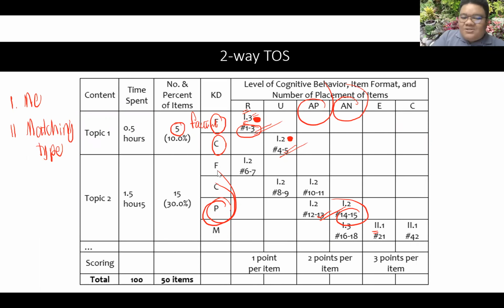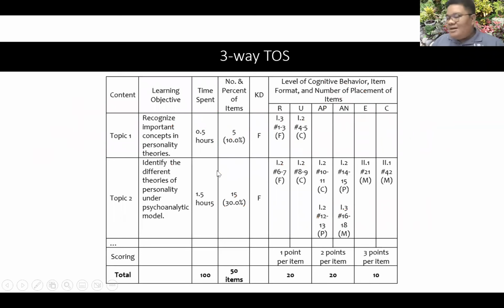Now, other than that, you also have what you refer to as your three-way TOS. Okay? Ano naman yung kay three-way? Okay? I'm so sorry, I think we need to delete this part here. Okay, delete po nating part na yan. Kasi in a three-way TOS, the knowledge dimension is included na along with the level of cognitive behavior. Okay? Kindly correct the example that I have also in your study guide. So plus, the knowledge dimension is included along with the level of cognitive behavior, the item format, and then the number of placement of the items.